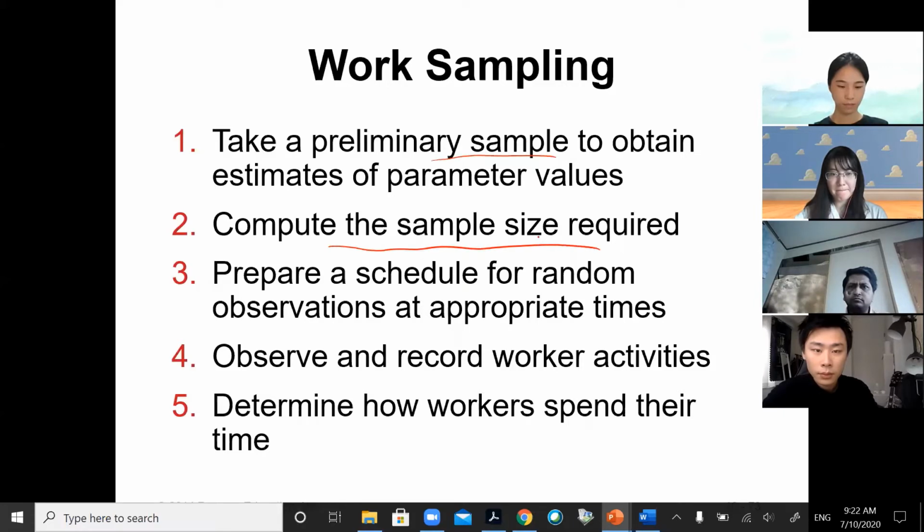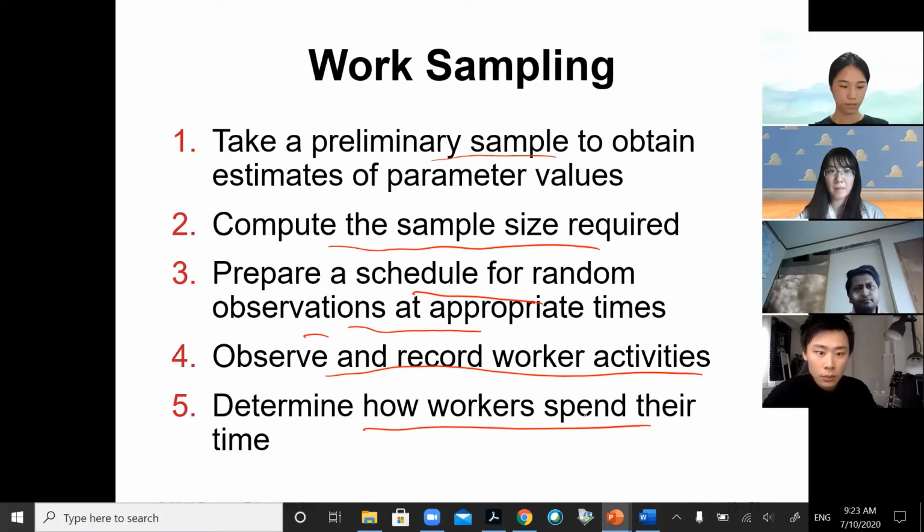So you compute the sample size required, and you prepare a schedule for random observation at appropriate times. You run a random number and sequence when you're going to actually observe the person. You're observing whether he is actually performing work and what type of work he is doing. At the end, you find the percentage. Observe and record worker activities and determine how workers spend their time.